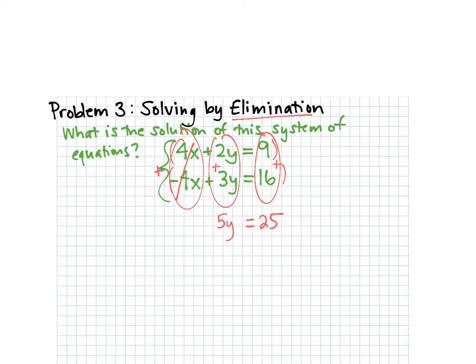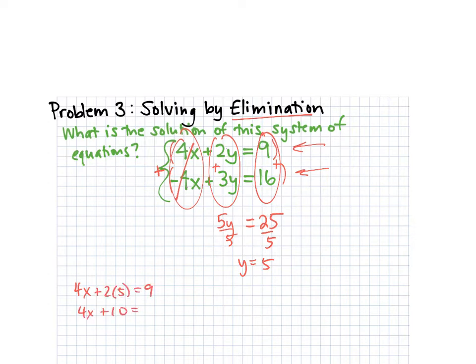And now we have a new equation, 5y equals 25. You just divide both sides by 5, and y equals 5. Then once we have y equals 5, we can choose either of these equations to plug 5 in for y. I'll just take the top one: 4x plus 2 times 5 equals 9.